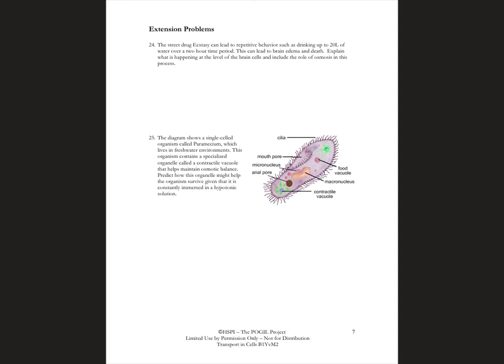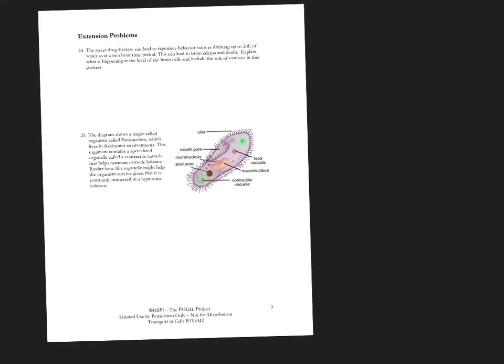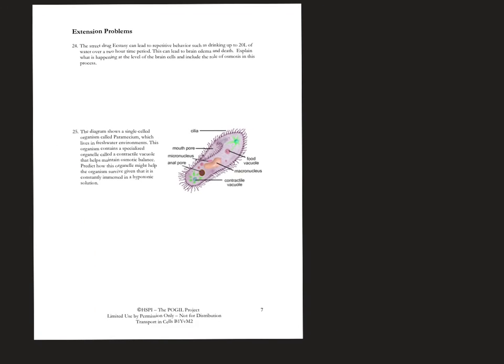Now, I'm going to give you just a little bit of a clue here on this problem, number 25. Number 24, I think you should be able to do on your own. That's my feeling on this. But here, this paramecium is a single-celled organism. It's a eukaryote, has a nucleus. These paramecia are what are called protists because they're eukaryotes, but they're also single-celled organisms. For the most part, protists are single-celled organisms.